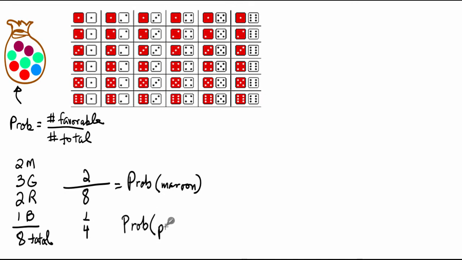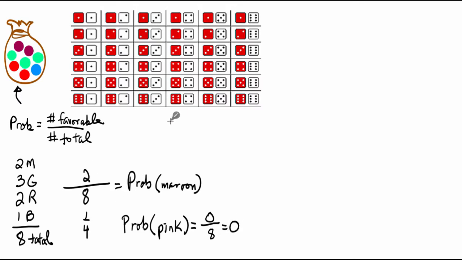Here's another possible probability question. What is the probability of drawing a pink ball? And immediately you should probably realize, oh, that probability is going to be 0. That's because the number of favorable outcomes, drawing a pink ball, is 0, divided by total 8, 0.